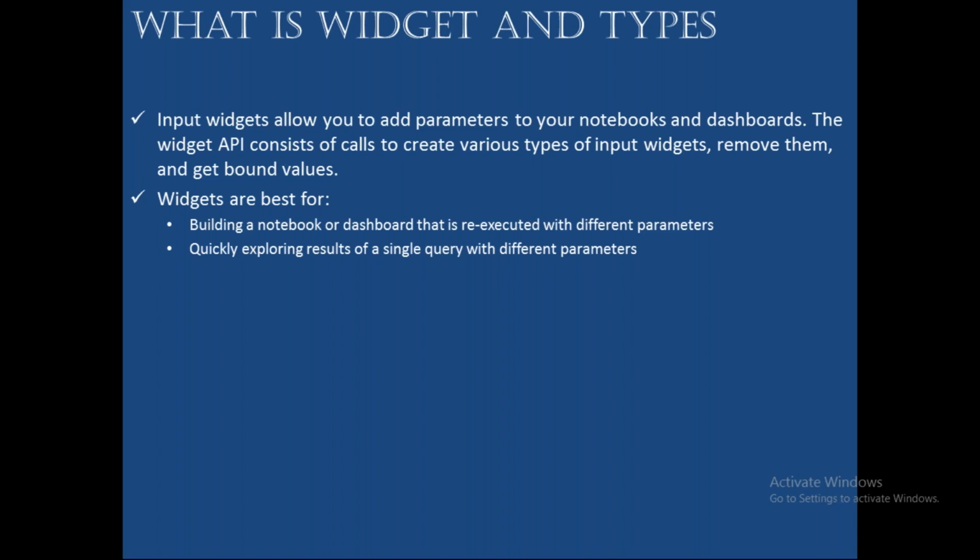Okay, select star from customer table where country equal to India. So first you passed India, next country equal to US, country equal to UK. So based on the input you are passing, that query will keep on executing with the different values. Quickly exploring results of a single query with a different parameter.